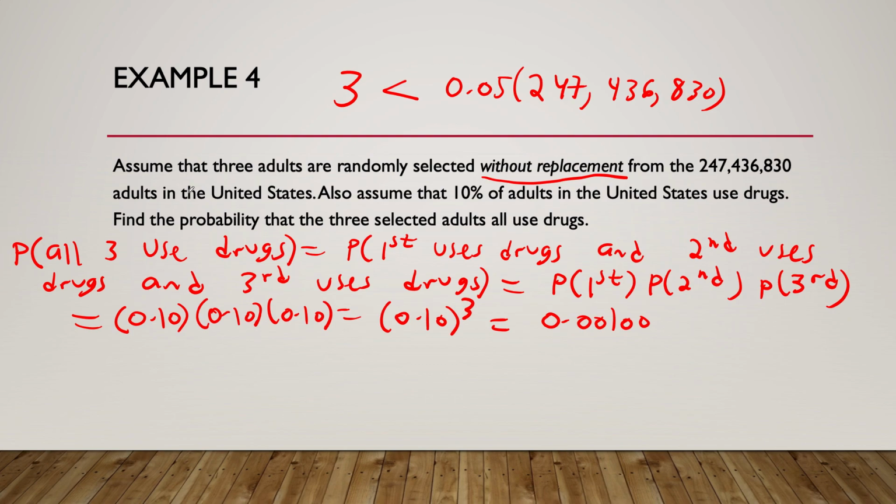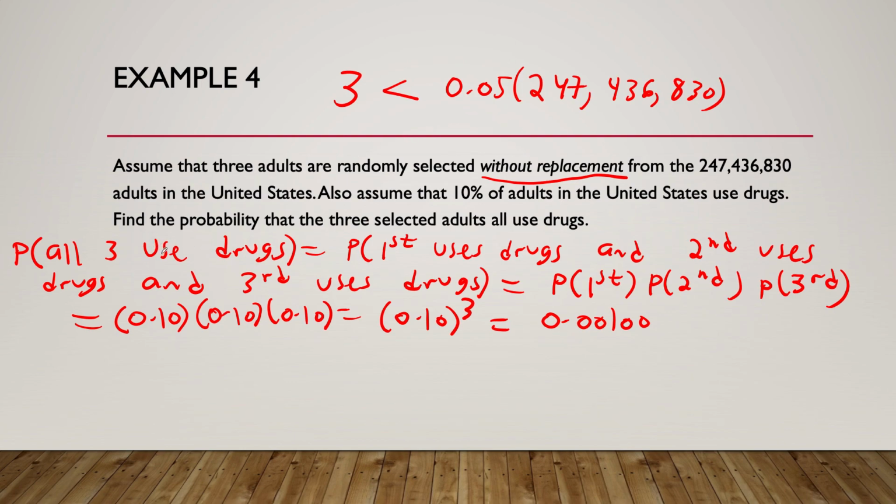As another example, let's assume that 3 adults are randomly selected without replacement from the 247,436,830 adults in the United States, and assume that 10% of adults in the United States use drugs. We will find the probability that the 3 selected adults all use drugs. 3 is definitely well less than 5% of 247,436,830. We don't even need to do that calculation. We already know that's the case.